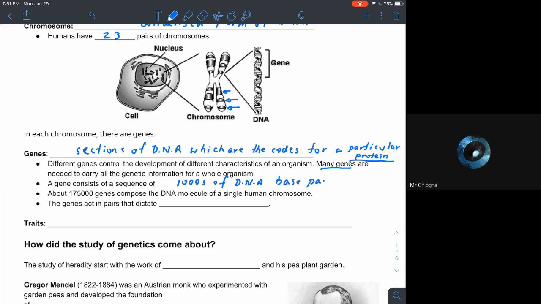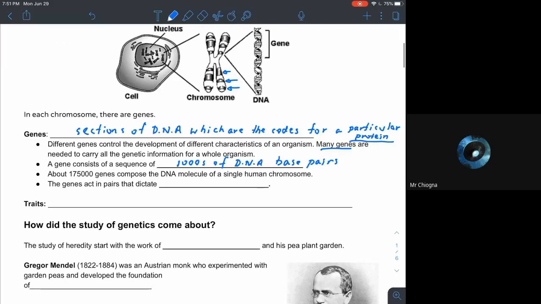Go back to the last lesson to review base pairs. About 175,000 genes compose the DNA molecule of a single human chromosome. And again, this is different between the species. There may be more, there may be less. The genes act in pairs that dictate traits, features, or characteristics.